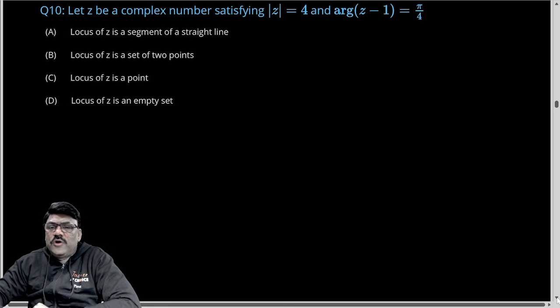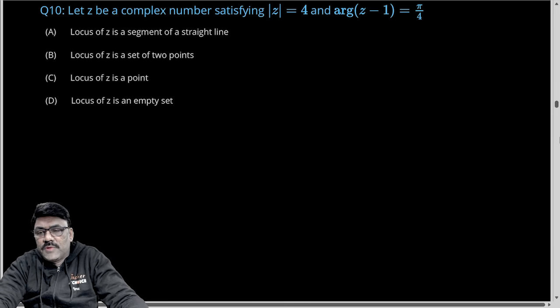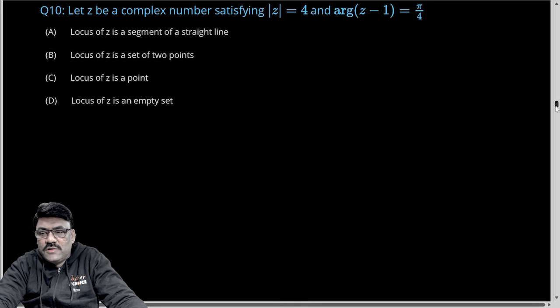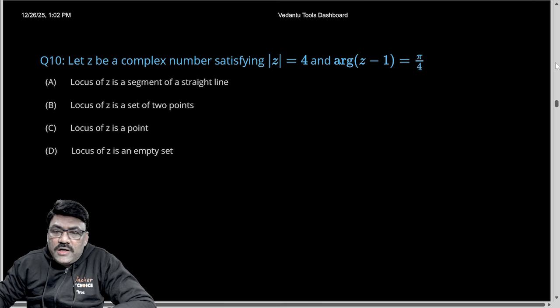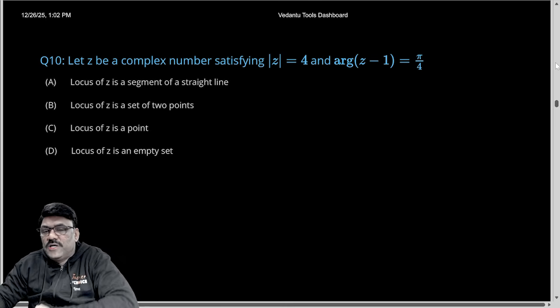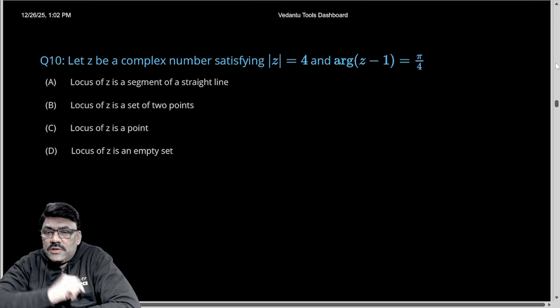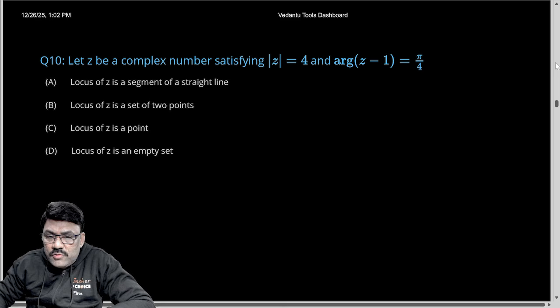So very obvious, see mod Z is equal to 4. Mod Z is equal to 4 is basically what? It is basically a circle with center at origin, radius 4. And argument of Z minus 1 is equal to pi by 4 is basically a ray, not a complete line. A ray emerging from the point 1, 0 and inclined at an angle 45 degree with the positive direction of x-axis.